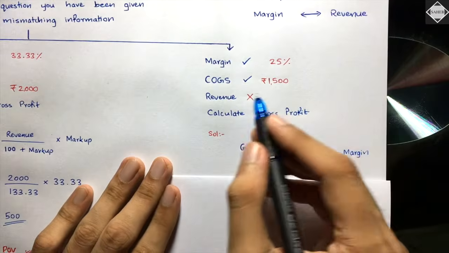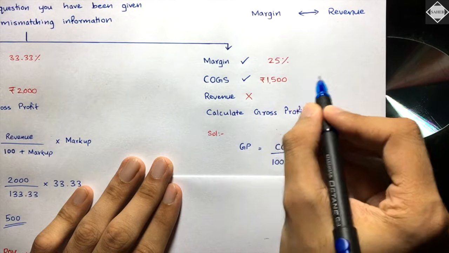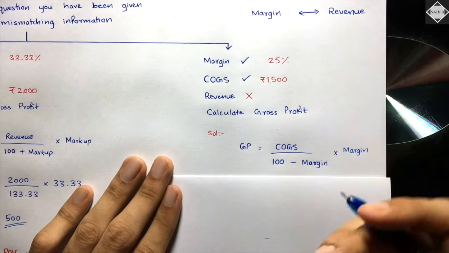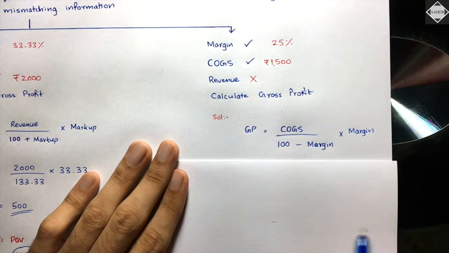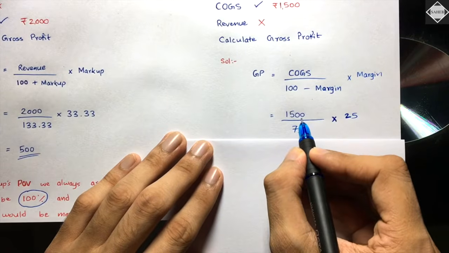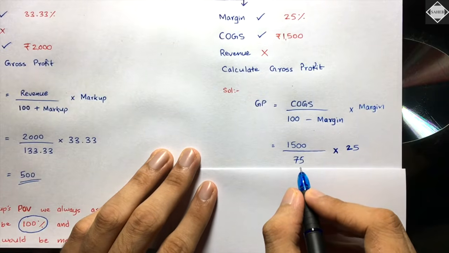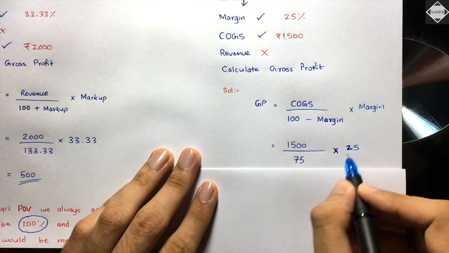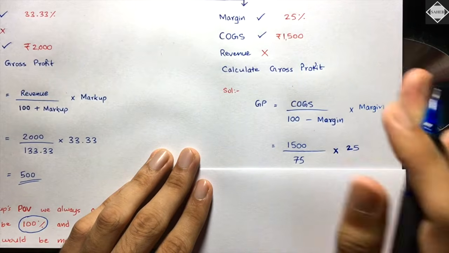Here we have assumed revenue is 100, cost of goods sold is less than that, 75%. We have to divide by 75 only. 1500 divided by 75. So that is 100 minus margin, 100 minus 25, 75, into margin. Margin is 25. So see the calculation: 1500 cost of goods sold divided by 75. 75 is the cost of goods sold percentage, into 25. When you divide, you will get 1%. Then you can multiply and find out anything you want.